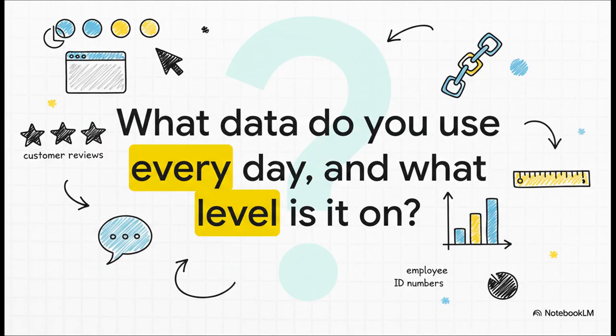Think about the data you interact with every single day, in your job, in your life. Is it website clicks, customer satisfaction scores, employee ID numbers? Now that you know the 4 levels, which scale do they fall on? And what does that tell you about what you can and can't do with them?